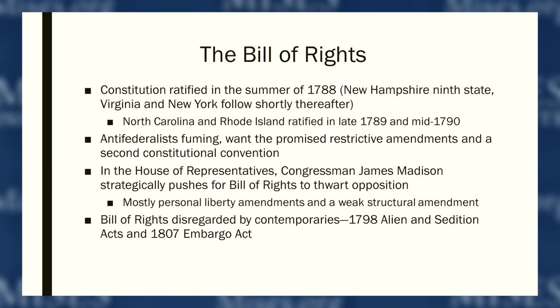And so in the House of Representatives, Congressman James Madison strategically pushes for a Bill of Rights to thwart the opposition, okay? So there were mainly personal liberty amendments and a weak structural amendment, the 10th Amendment, okay? Which quite crucially, in the Articles of Confederation, said expressly delegated, so all powers not expressly delegated to the federal government are reserved to the states, and now it just said delegated, okay? And that was a bone of contention among many anti-federalists, and later was exploited by Alexander Hamilton in the 1790s.